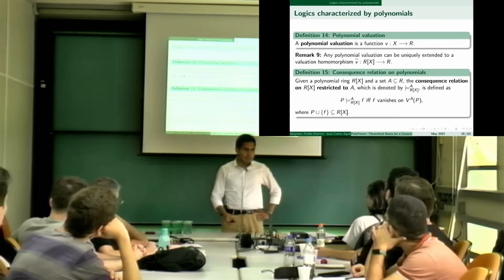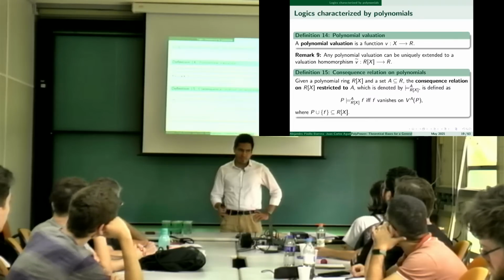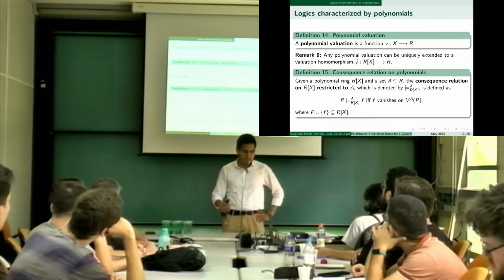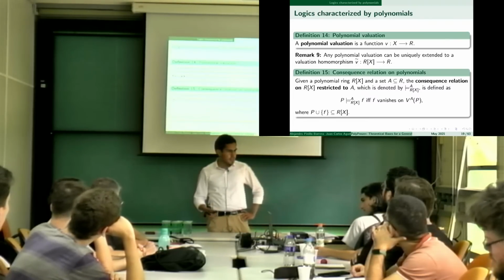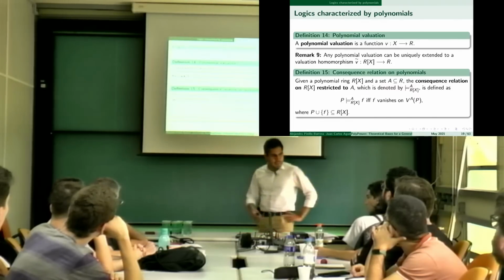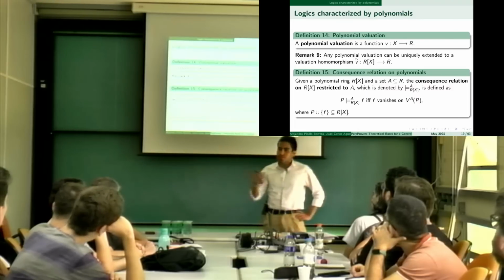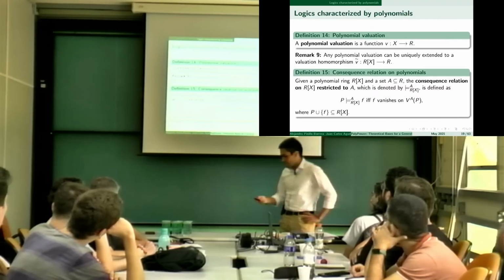But remember that we need two things to have a logical system: the set of formulas, which we can think of as the language, and the consequence relation. But in polynomials, we don't have a consequence relation. However, we can define a consequence relation which will be equivalent to the consequence relation in the logic. Okay?